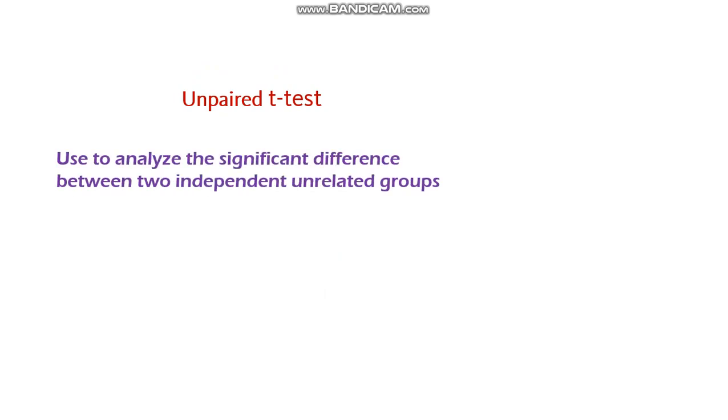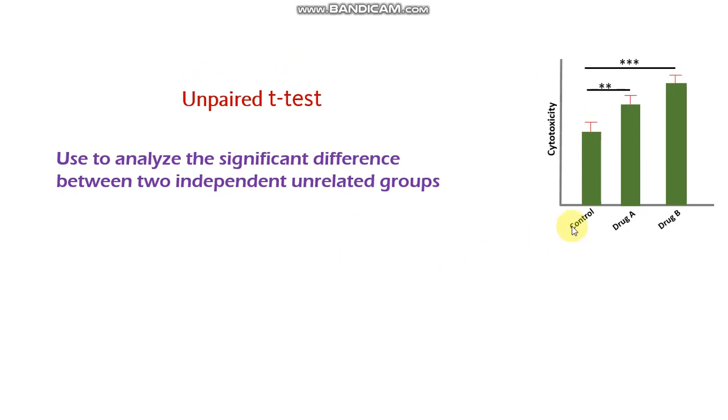The unpaired t-test analyzes the significant difference between two independent unrelated groups. As you see in this image, there are two different kinds of groups. One is the untreated group, the control group, with no drug treatment, but the other two groups are the same kind of groups, the treatment groups, right? We want to compare the control and drug A, and the control and drug B. In both cases, we want to analyze the cytotoxicity between control and drug A and control and drug B. You see here, these are unrelated groups, because the control and drug A are unrelated. This is why we use the unpaired t-test.